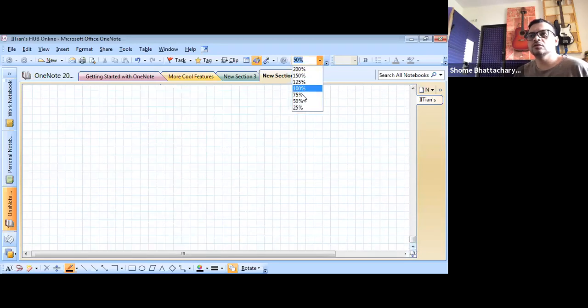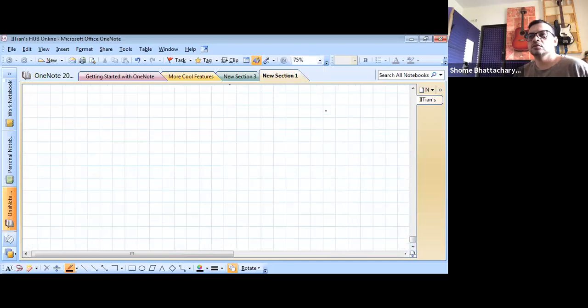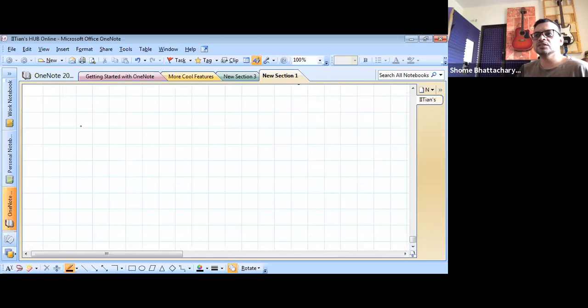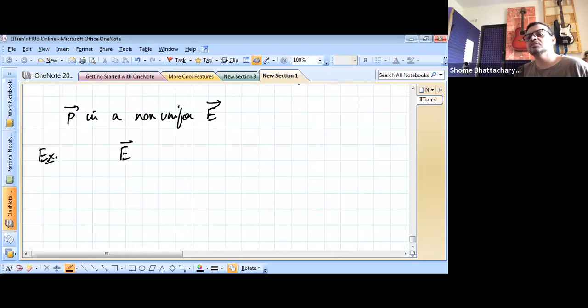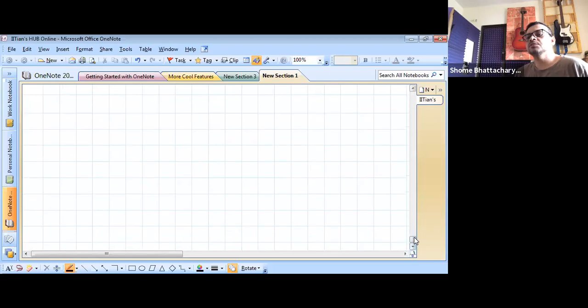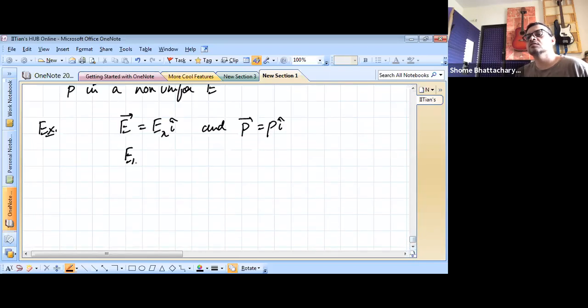Okay, now moving on, let's come to something that Bhaskar has requested, and that is a dipole in a non-uniform electric field. So we start with an example where the electric field is along the x-axis and the dipole moment is also along the x-axis. Suppose we have something like this, but it's a variable electric field. So Ex is a function of x. The typical example would be something like this.